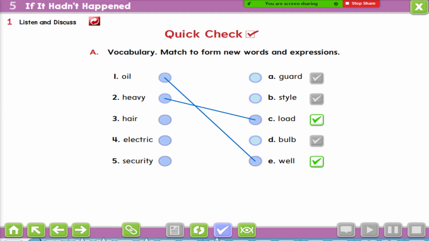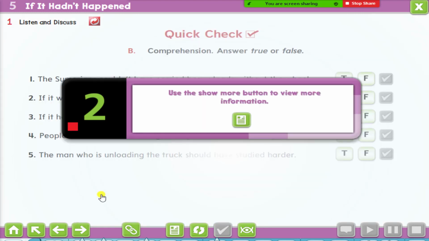And number 3 here, yes, Ayman. Hairstyle. Yeah, hairstyle means the way that you cut your hair. And number 4 is Anas. Electric bulb. Yeah, electric bulb, which is the lamp. And last one, security. Yes, Riyadh. Security guard. Yeah, security guard. Thank you, guys. Exercise B.